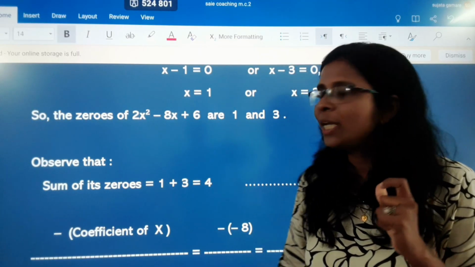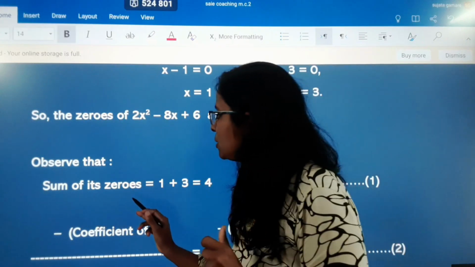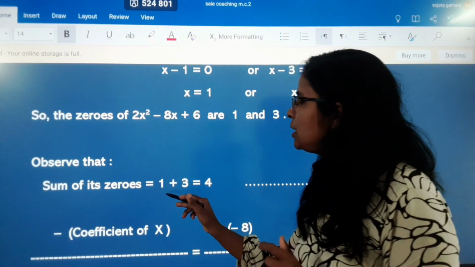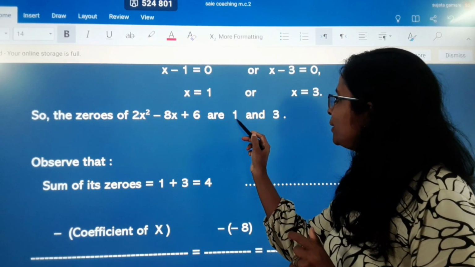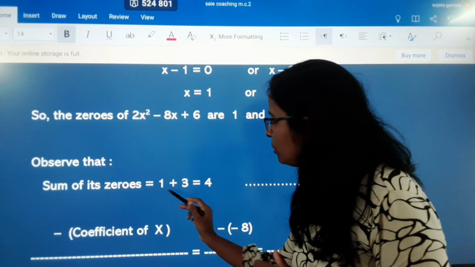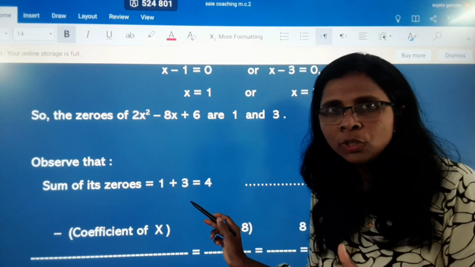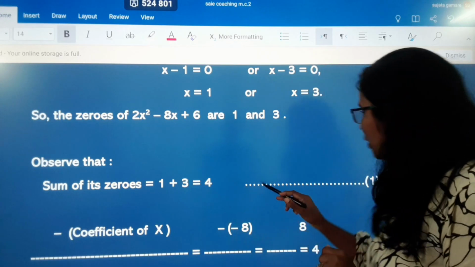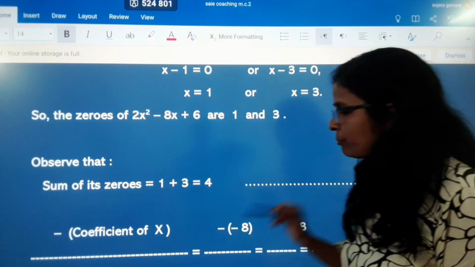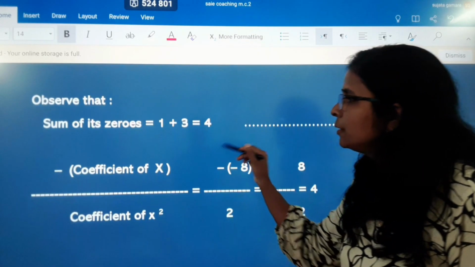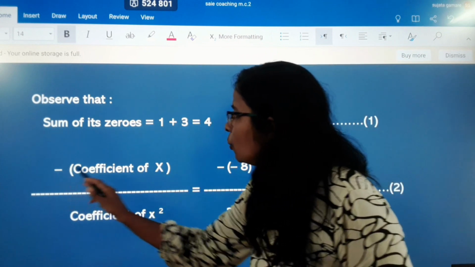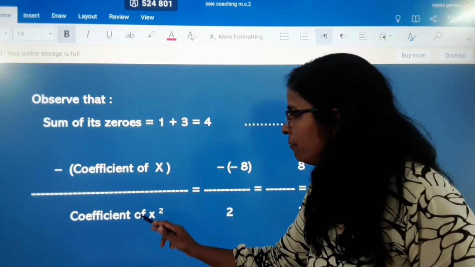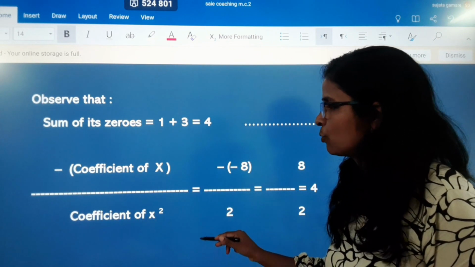So that formula says that sum of its zeros, so we get the zeros 1 and 3. So 1 plus 3, which is equal to 4. So call it as first equation. Then see here the minus coefficient of x divided by coefficient of x square.